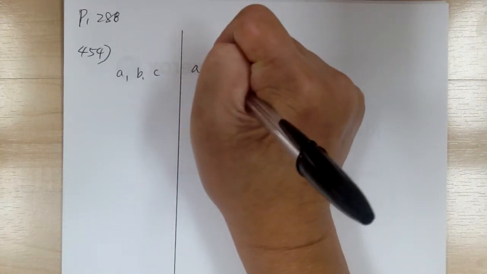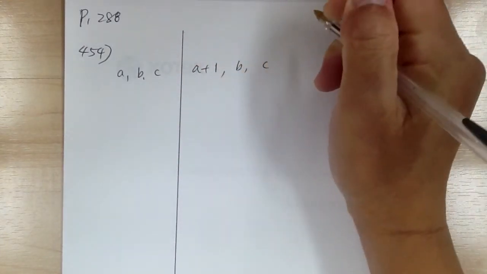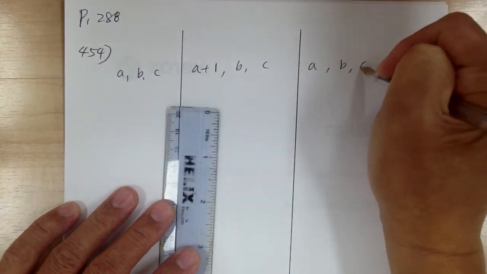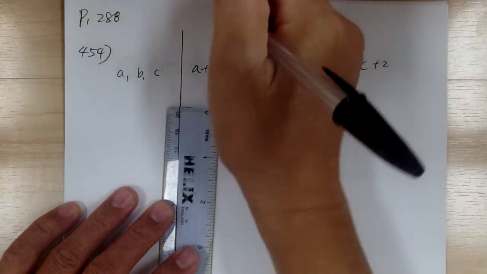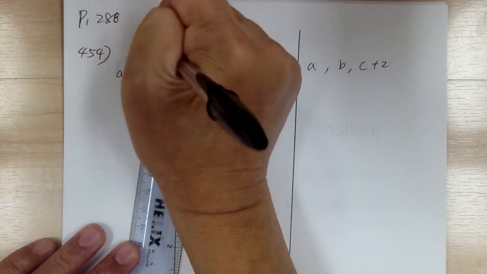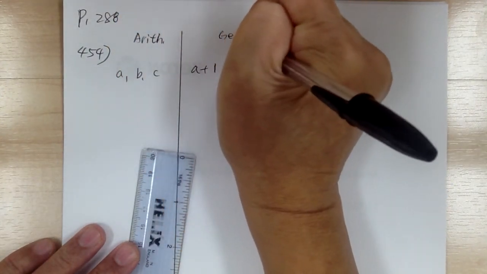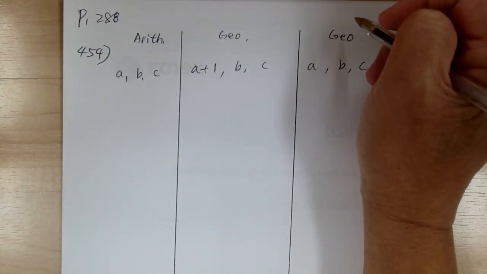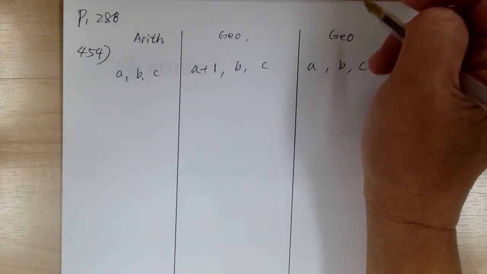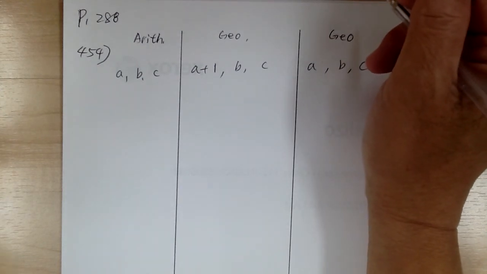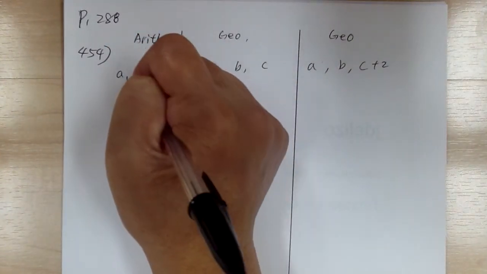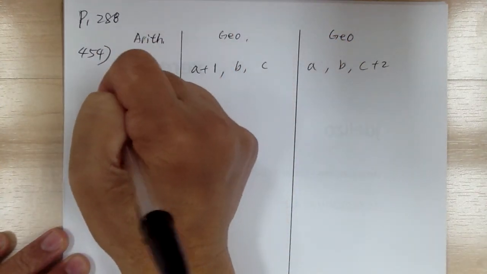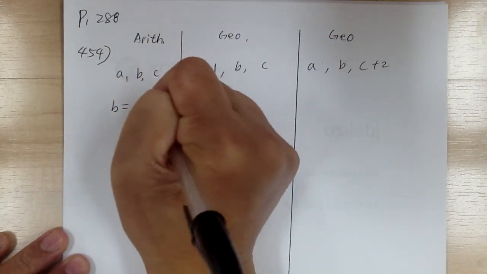So if you increase the A by 1 or C by 2, this is the arithmetic progression and this is the geometric progression. So you're looking for B. If this is arithmetic, the middle number would be the mean. So that means B equals (A plus C) over 2.